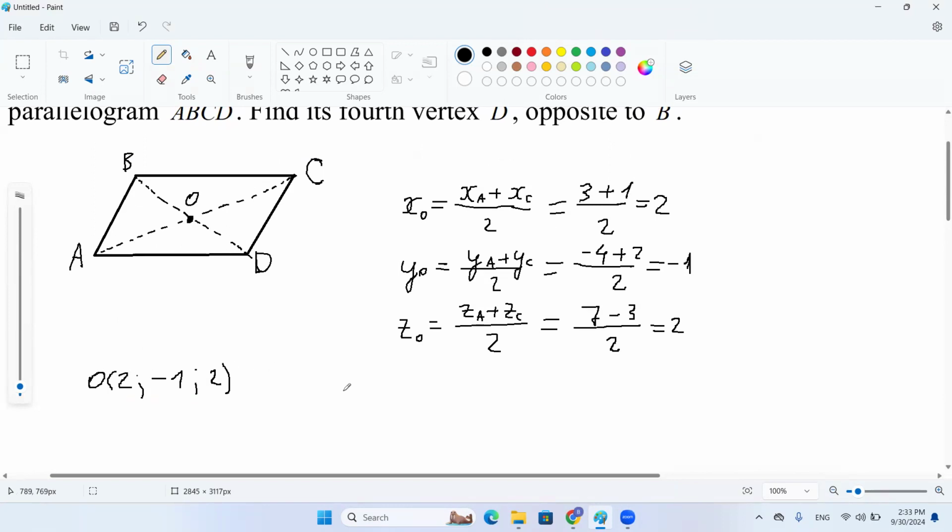Through the length. Length, we actually don't need it. So, by the way, are these distances equal or not? BO and OD. Yeah, so they're equal, and it means that O is the middle point between B and D. So how can we find D if we know B and O?